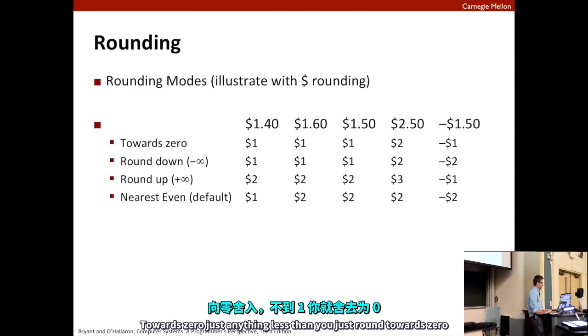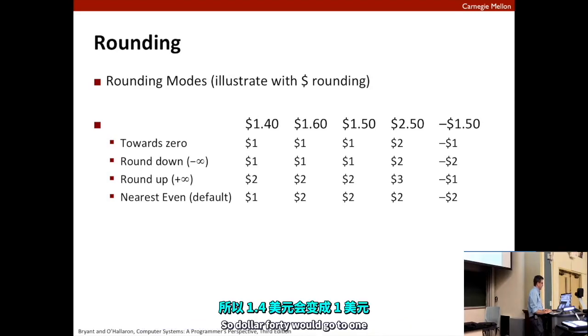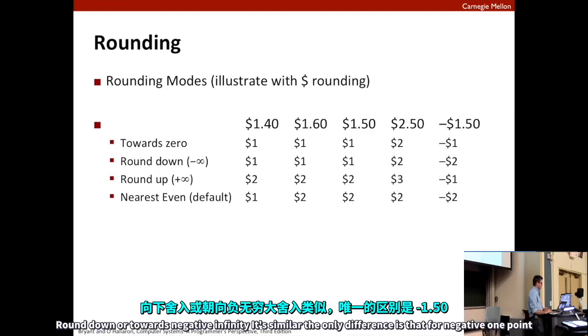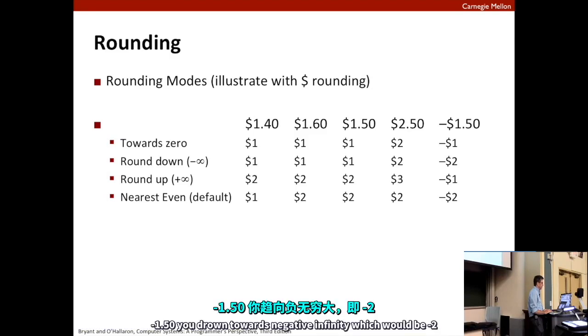Towards 0, just anything less than. You just round towards 0. So $1.40 would go to 1, $1.60 would go down to 1, $1.50 to 1, $2.50 would go to 2, negative 1.50, you round towards 0, so that would be negative 1. Round down towards negative infinity, it's similar. The only difference is that for negative $1.50, you'd round towards negative infinity, which would be minus 2.